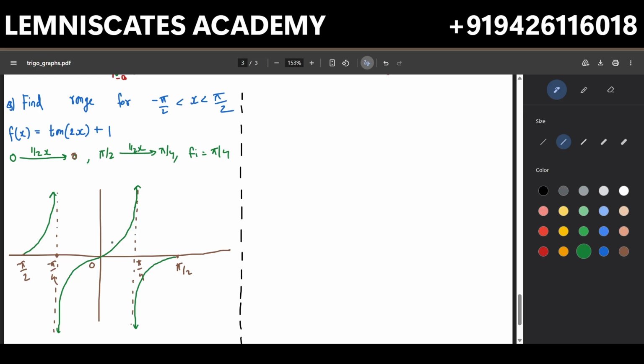One change, I need to shift the entire graph up by 1 unit, so I'll have to draw a dotted line over here to show that this is my 1. So if I have to now sketch my graph, it's going to be like this. I hope it is making sense to you.